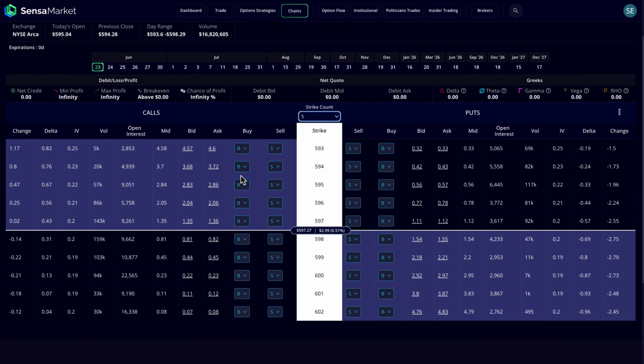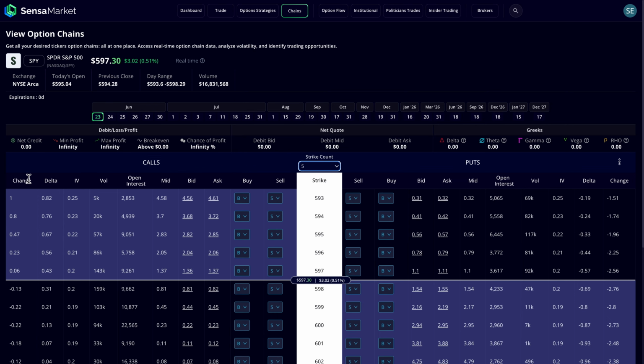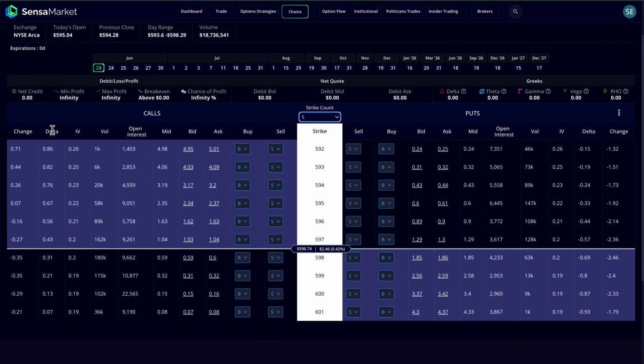Each side of the chain comes with a detailed set of columns. Change shows how much the option's price has moved since the previous day. Delta is a key Greek. It estimates how much the option's price will change for every $1 move in the underlying stock. Implied volatility reflects how volatile the market expects the stock to be in the future. It's a major factor in option pricing.